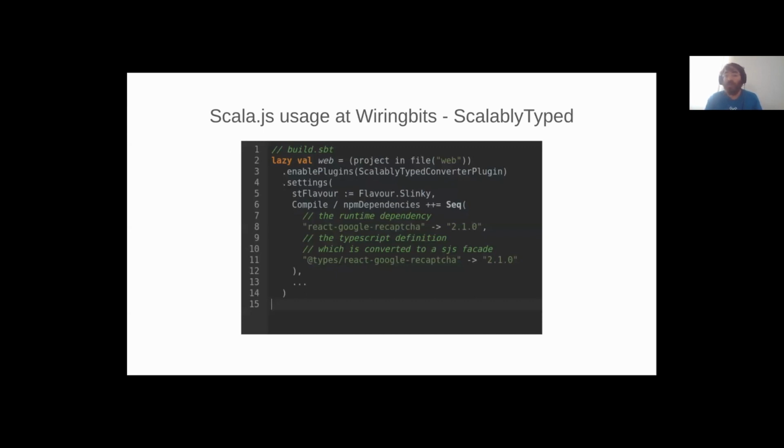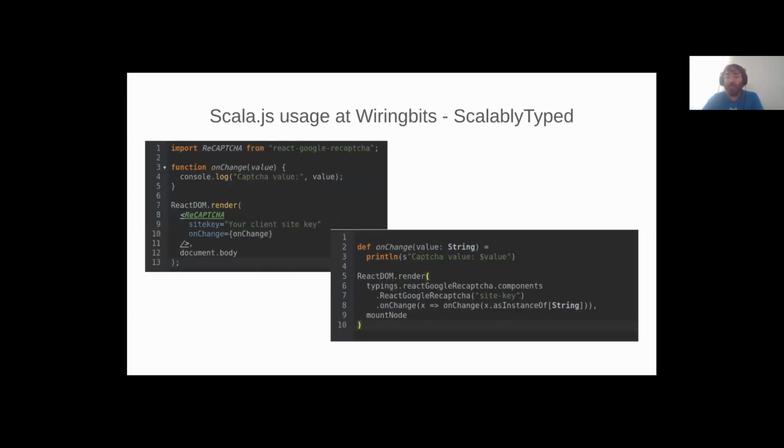This is how it looks in the build.sbt after adding the Scalably Typed Converter plugin. I can add a dependency to React Google reCAPTCHA and the TypeScript type definitions. This is using a Scala.js bundler, by the way. And having this, Scalably Typed will generate the code. So look at the left, how reCAPTCHA is being used from TypeScript or JavaScript. And look at the right, how it is being used from Scala.js. We have the same experience.